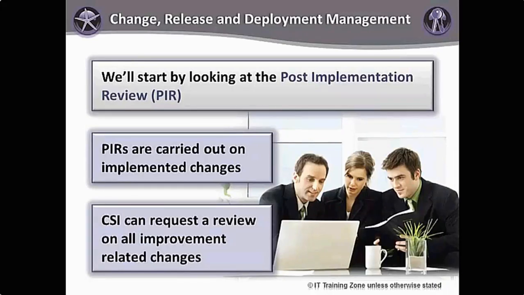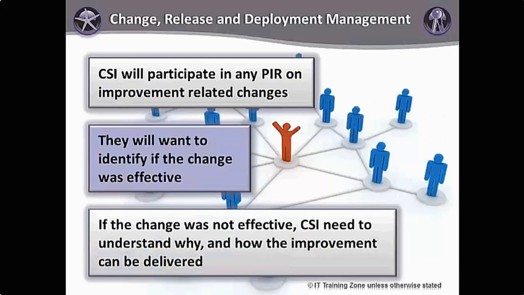Next, let's move on and look at the relationships between continual service improvement and change and release and deployment management. Firstly, let's consider the post-implementation review. As part of change management, a post-implementation review is carried out on implemented changes. Continual service improvement can request a review on all improvement-related changes. Continual service improvement will participate in any post-implementation review on changes that were implemented to improve a service.